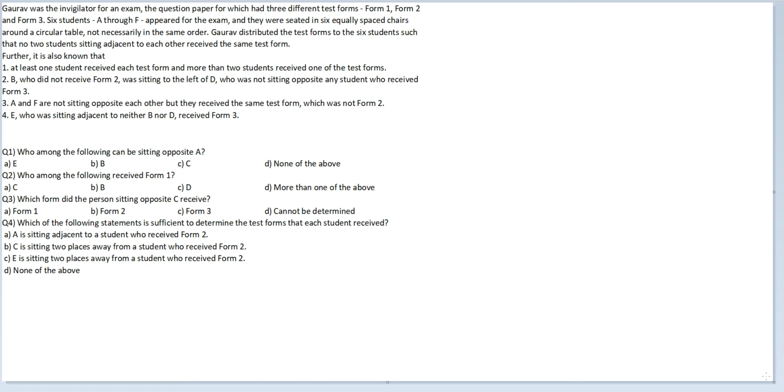Gaurav distributed the test forms to the six students such that no two students sitting adjacent to each other received the same test form. Okay, no two students sitting adjacent to each other received the same test form. Wonderful.